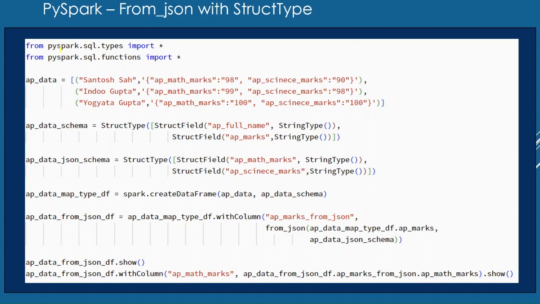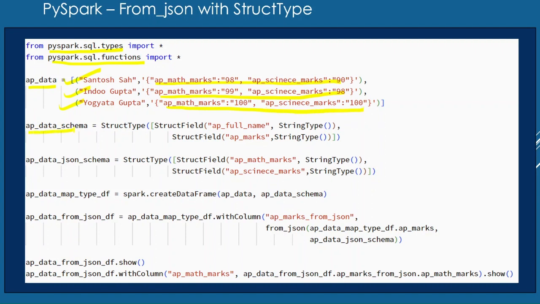In this exercise, I am just importing all the required libraries. Here I am creating a list variable. In the list variable, I am storing three objects. Each object contains one JSON structure in the form of a string.